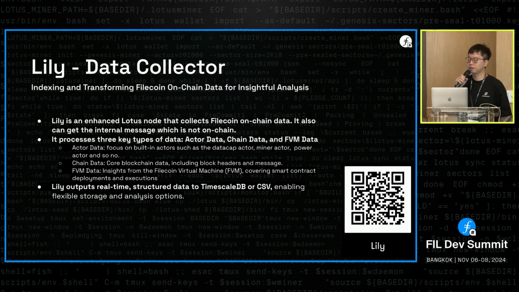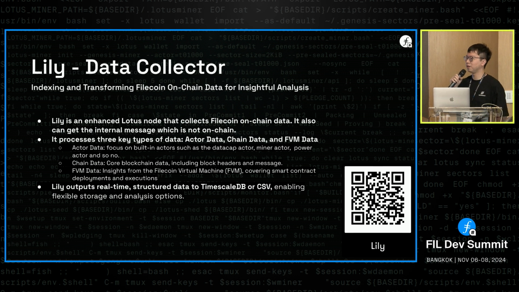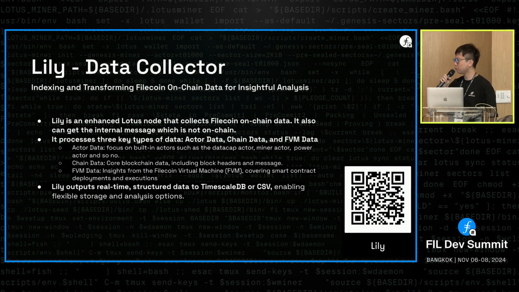Lily processes three key types of data. One is the actor data, second is the chain data, and last is FVM data. The actor data is focused on the built-in actors, such as the datacap actor, miner actor, power actor, and so on. The chain data is the core blockchain data, which includes the block header or the messages. And the FVM data is very useful and is focused on the Filecoin Virtual Machine, covering smart contract execution and deployment.